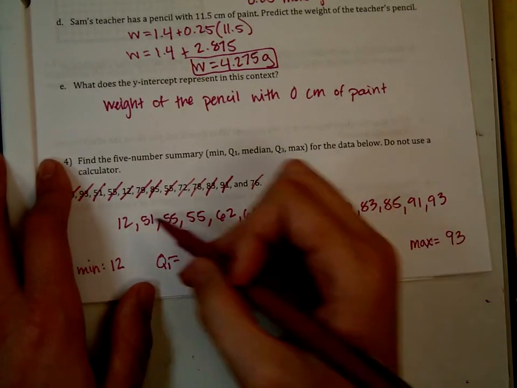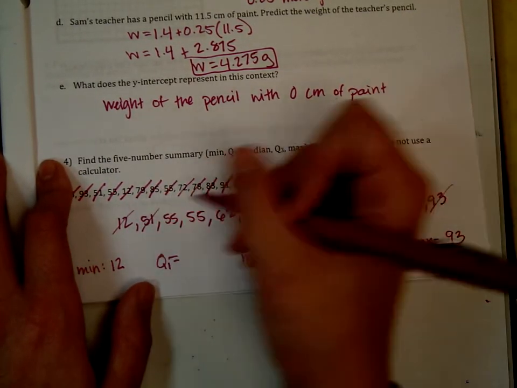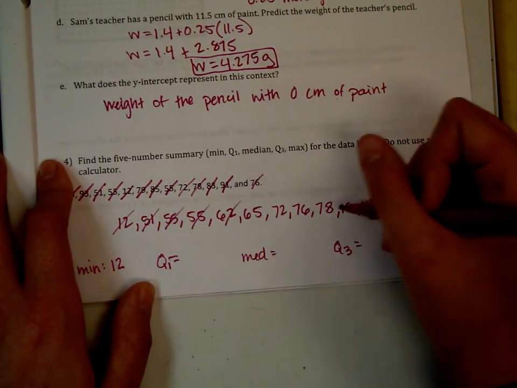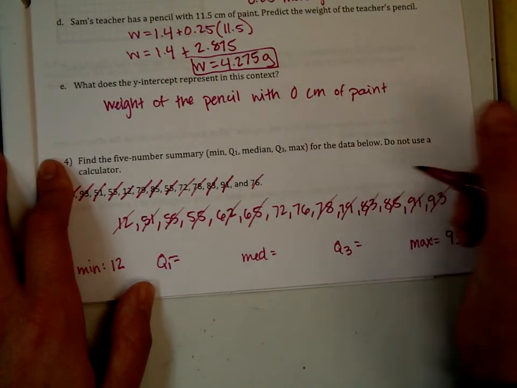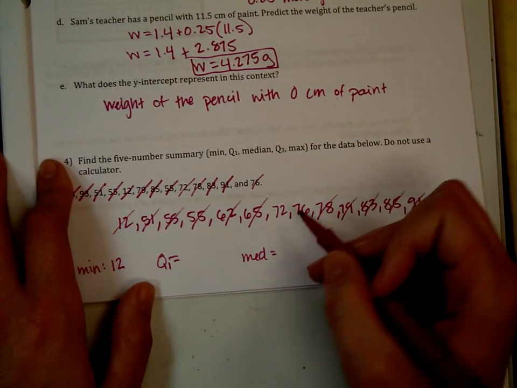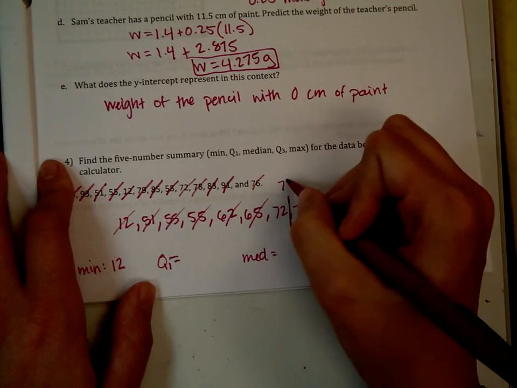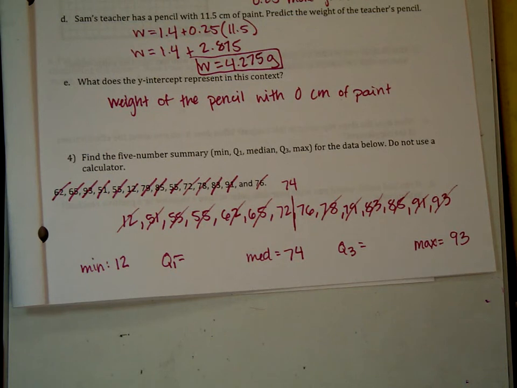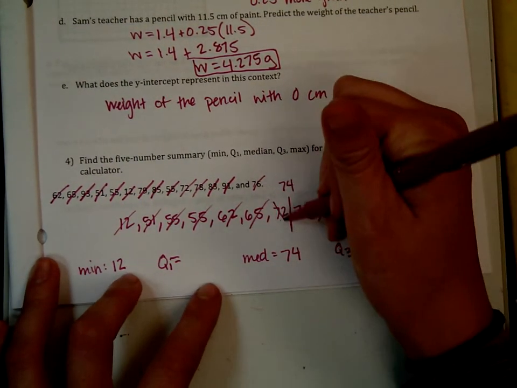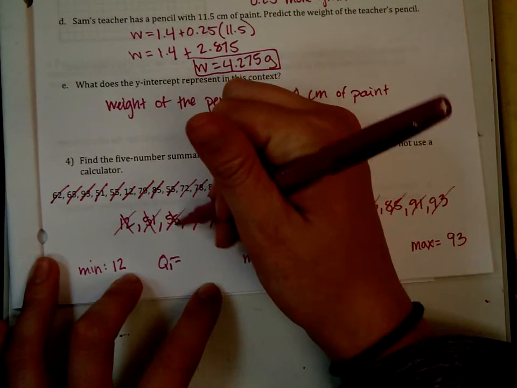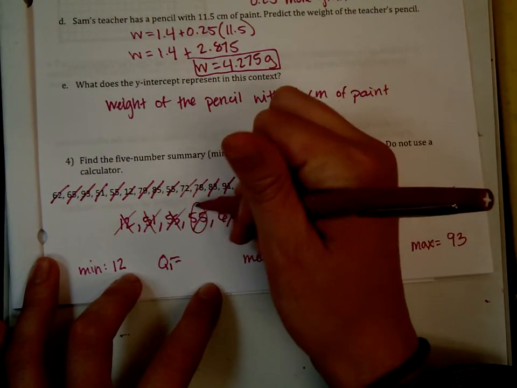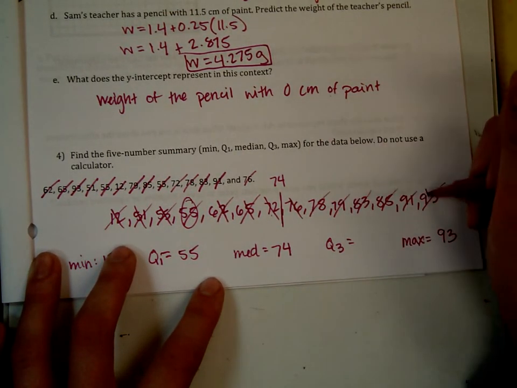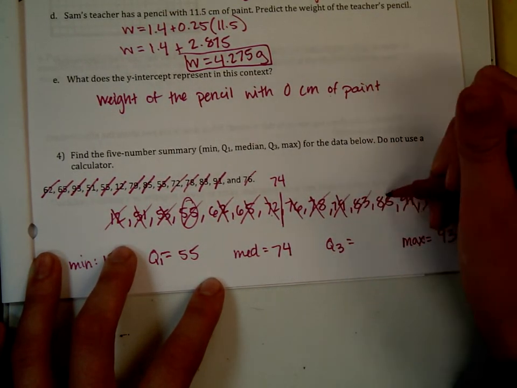The median, so I'm going to cross off to find the middle. So it's going to be right in the middle of 72 and 76. So that's 74. Now to find Q1, I'm going to include 72 and 76. So cross off. So Q1 is 55. And then Q3 is 83.